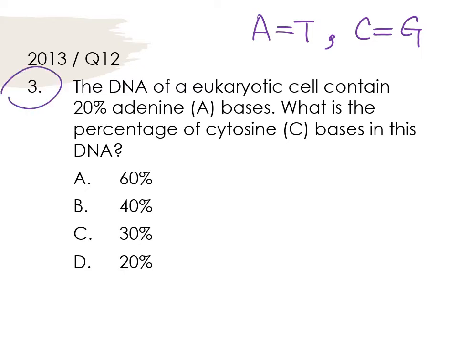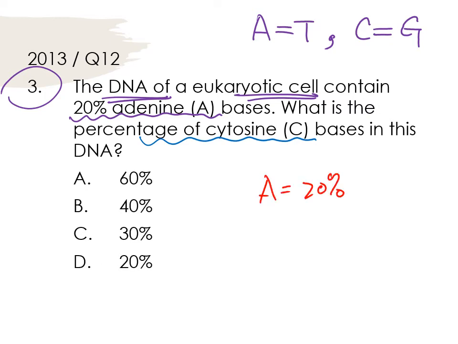Using the idea that A always matches with T, and C always matches with G, here comes the question for year 2013, question 12. The DNA of a eukaryotic cell contains 20% of A, adenine. What is the percentage of cytosine in this DNA? Let's think about it. If A is 20%, how many T do you have? T would also be 20%. And then what is the remaining percentage? You should have the remaining percentage of 60.